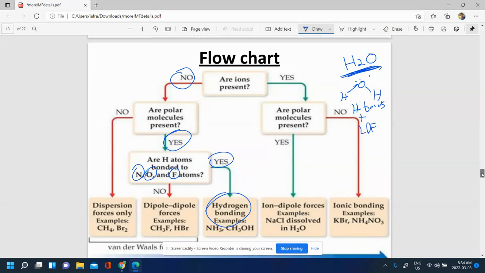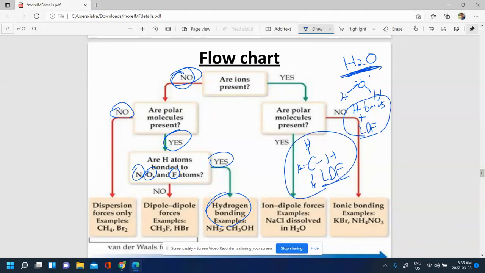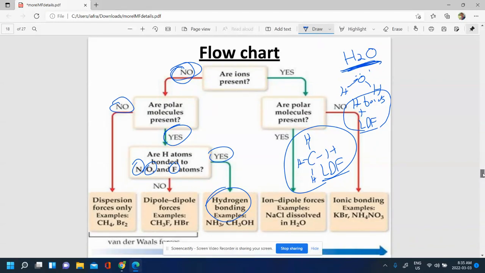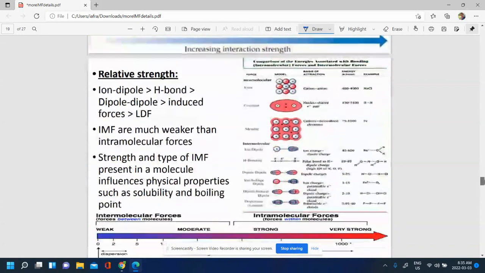And then, if we had, let's say, CH4. Same idea, we're going to go through the questioning. Are there ions present? No. Are there polar molecules? No. So since there are no polar molecules, this is all non-polar. The only thing this has is LDF. And so if you can identify the types of forces present in molecules, then you'll be in a good position to be able to predict properties of molecules, like their boiling points, their melting points, and also their solubility.